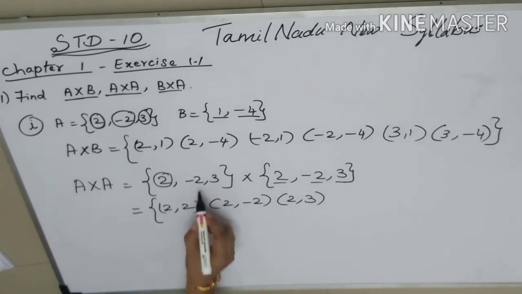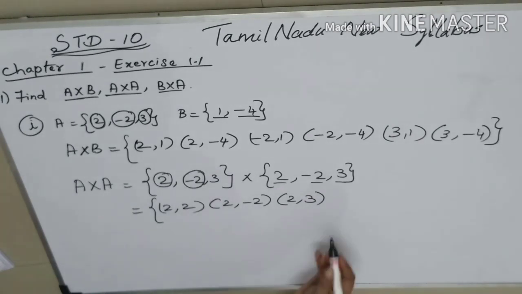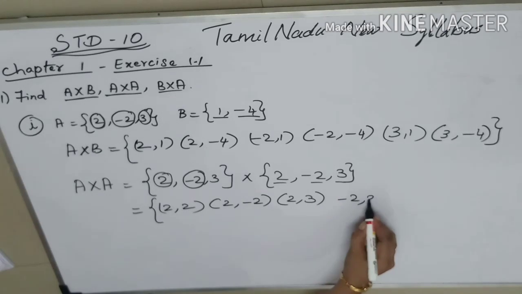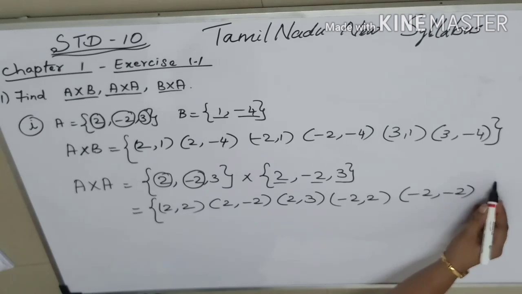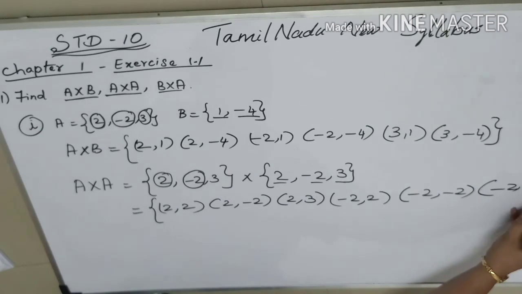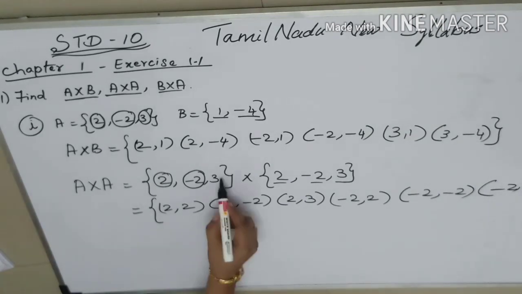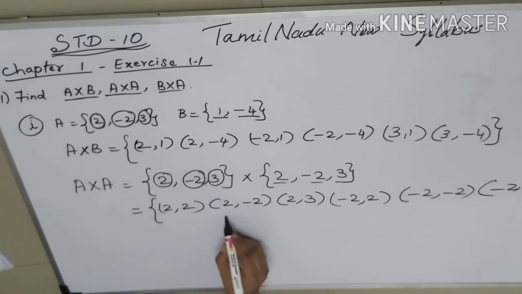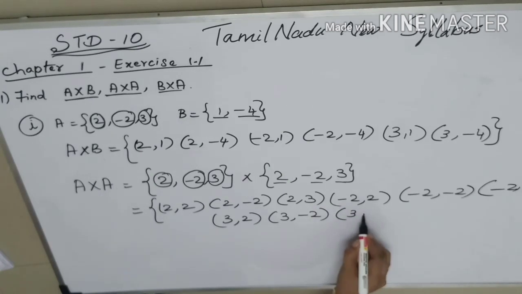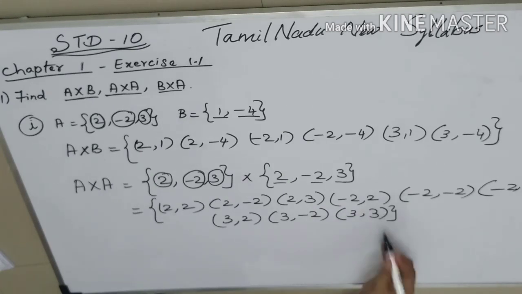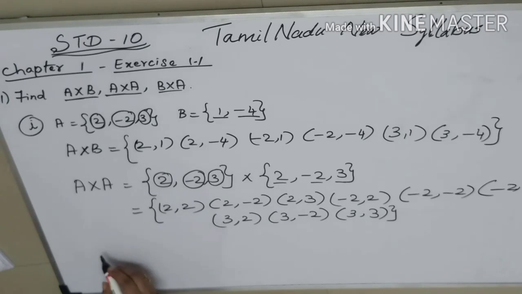So once you finish up your first element, go to your second element. So it is -2 comma 2, -2 comma -2, -2 comma 3. So your second element is done. Go to your third element. So 3 comma 2, 3 comma -2, 3 comma 3. So all the elements are completed. Then you can finish up your answer.